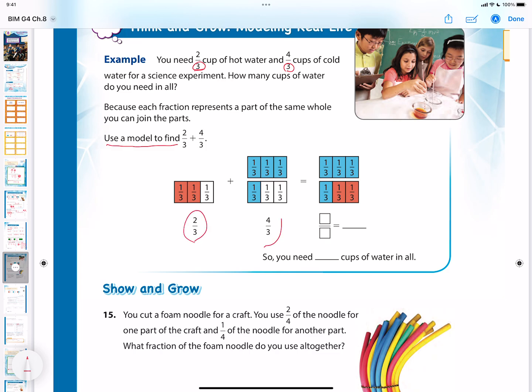Use a model to find 2 over 3 plus 4 over 3. So they modeled it already. So 2 plus 4 is what? 6 out of what? 3. That means what? 1 whole and 2. So you need 2 cups of water in all. Another method is what? 3 and 6, you can divide by 3, and it's going to be what? 1 over 2.